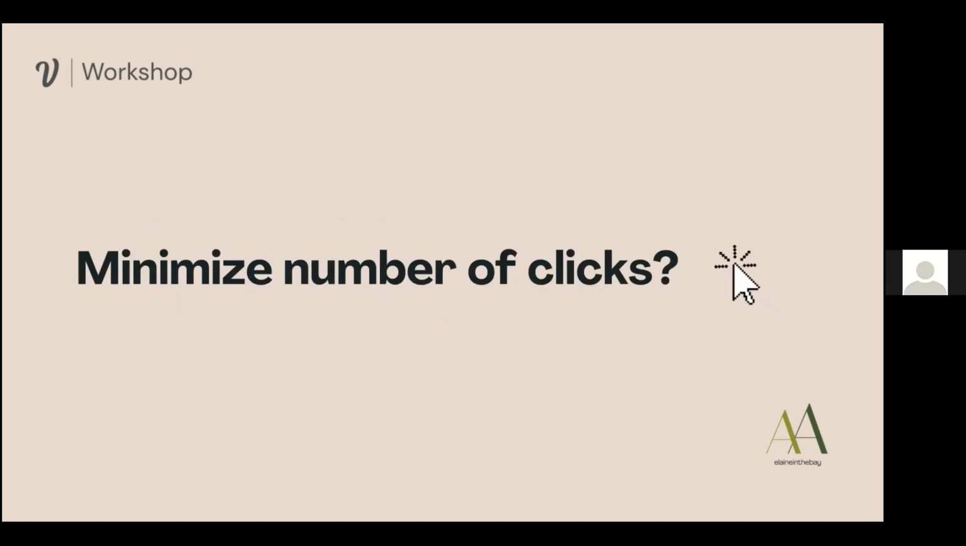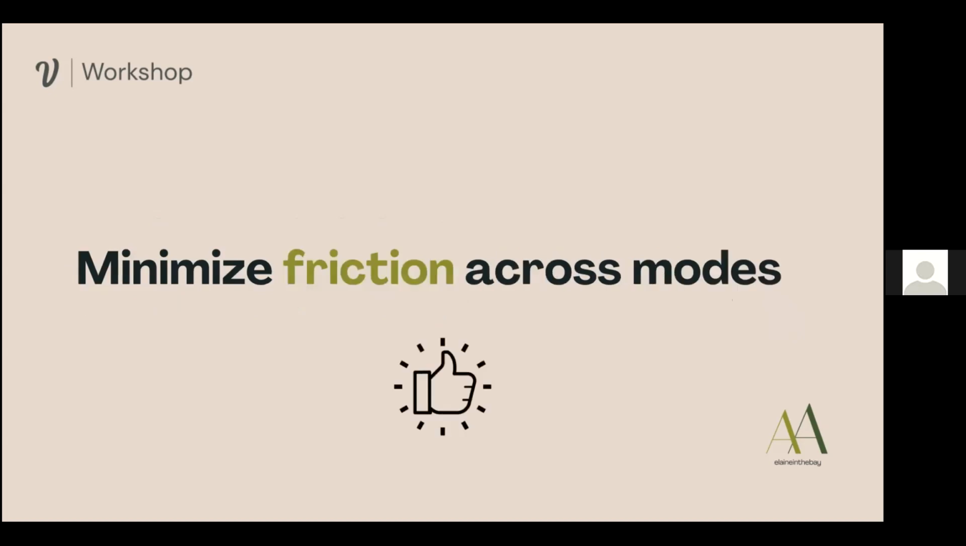So the general rule of thumb for web design, and this is not true in all cases, but generally for a good UX, is to minimize the number of clicks, or in the case of mobile web design, just minimize the number of taps. I would say try to lean away from that kind of thinking. What you really should be doing is minimizing the friction across modes. And what I mean by that is reducing the competition that everything is trying to compete with, basically.